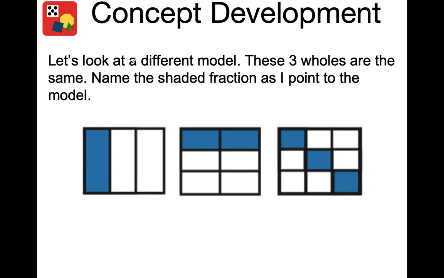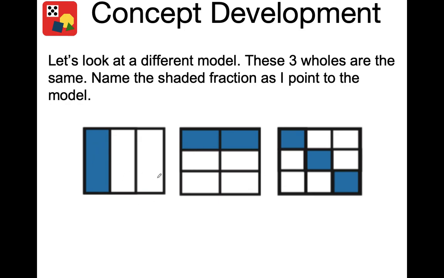Now, we are going to be looking at different models just briefly today, and this is going to be part of your assignment. If you look online, there is going to be a post of a quick worksheet you can work through, just like we would in class. This is just looking at different models, different ways we can see our fractions to see that they might be equivalent. I'm going to tell you that these 3 wholes are the same. We need to name the shaded fraction, and then we're going to see how they are the same.